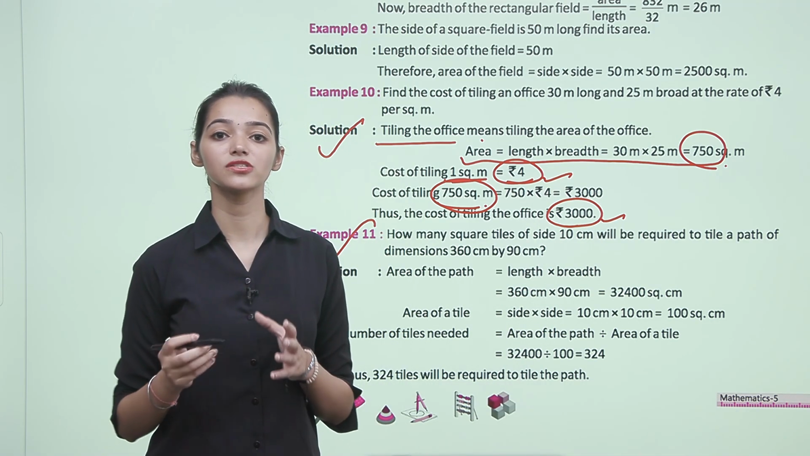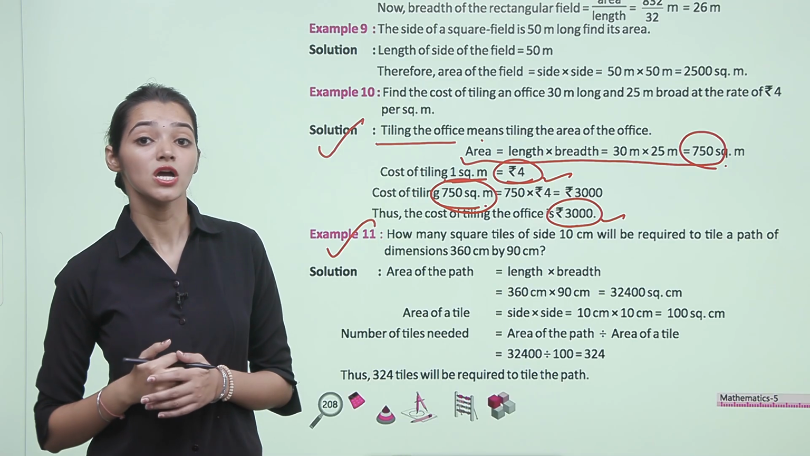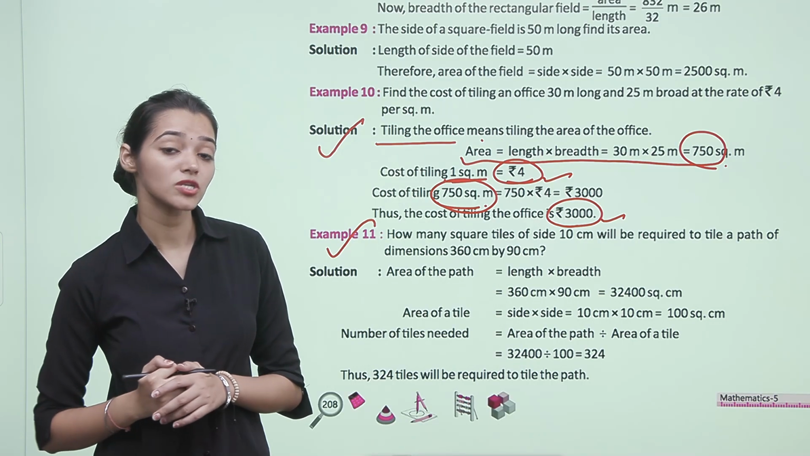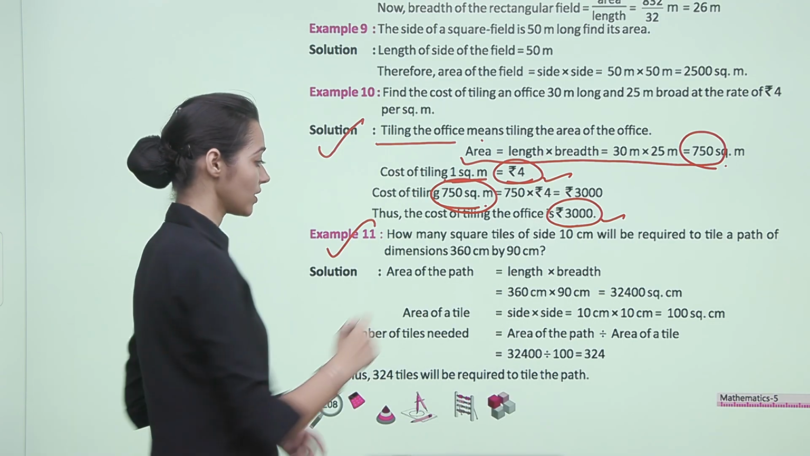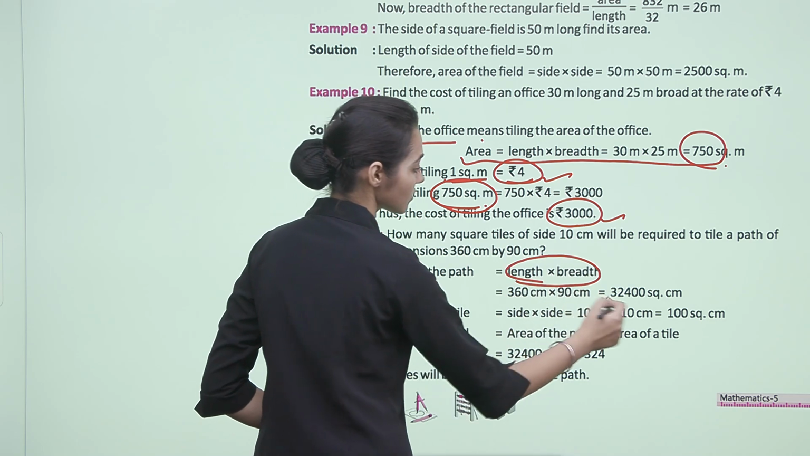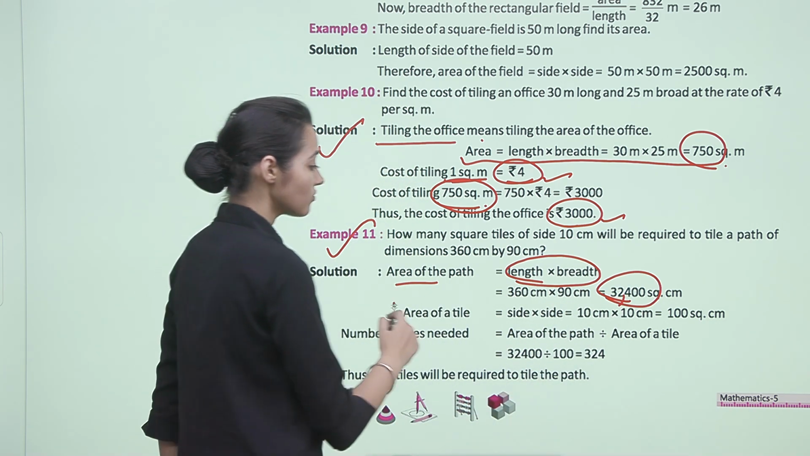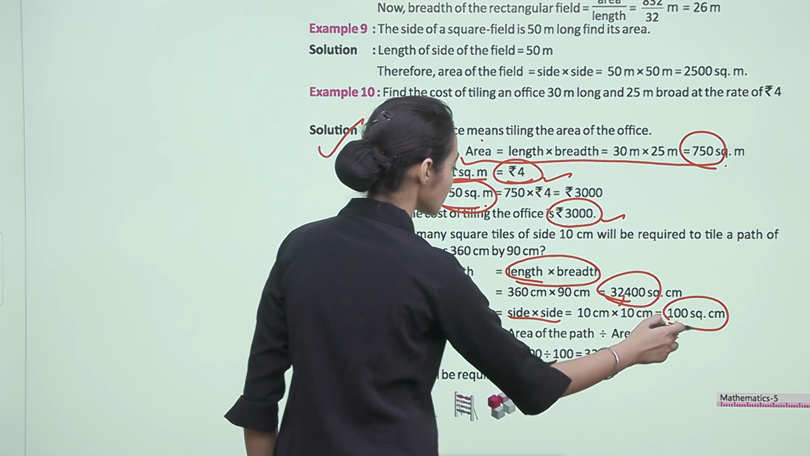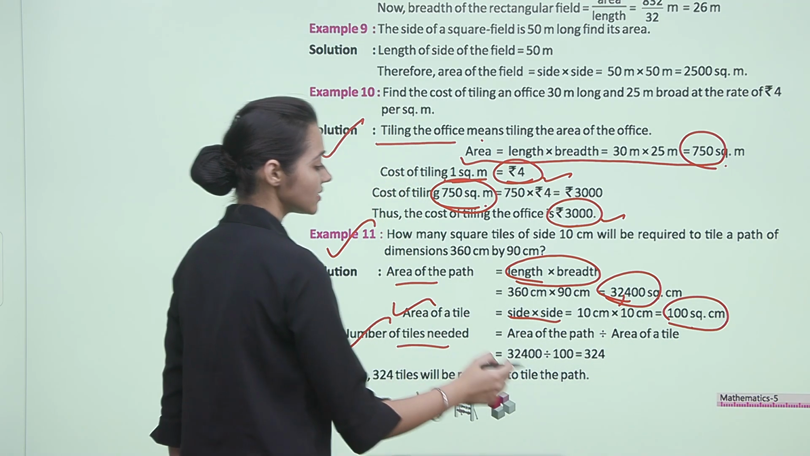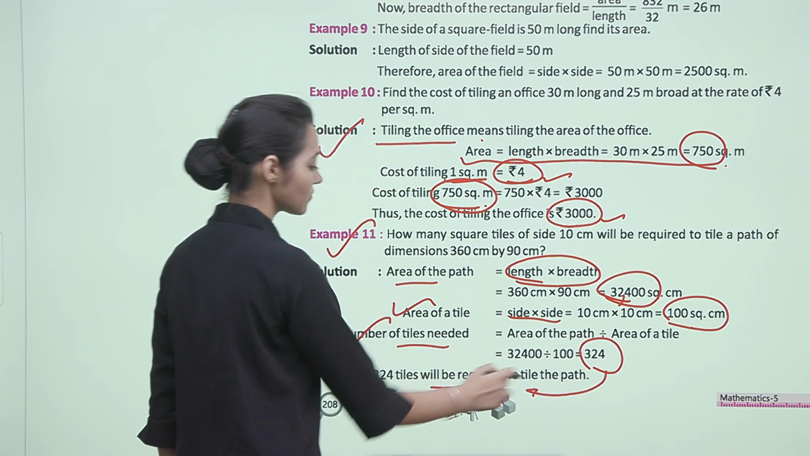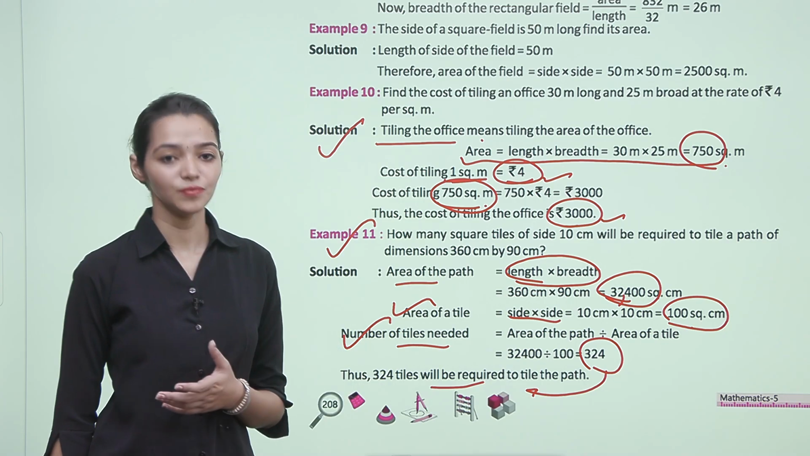Now let's look at example number 11. How many square tiles of side 10 centimeter will be required to tile a path of dimension 360 meter by 90 meter? Now the area of the path is length into breadth, that is equal to 32,400 square meter. Now the area of a tile is side into side, that is 100 square centimeter. Number of tiles needed is 324 tiles will be required to tile the path.